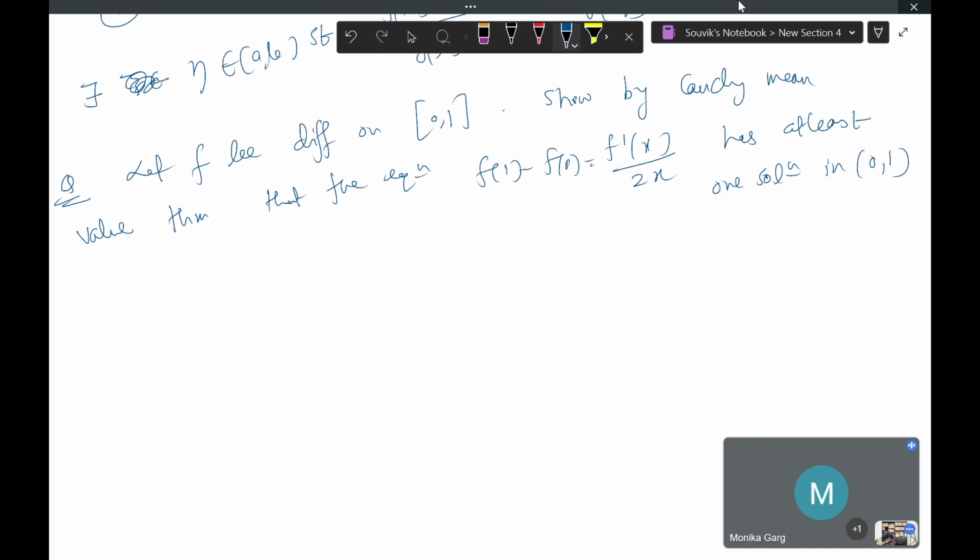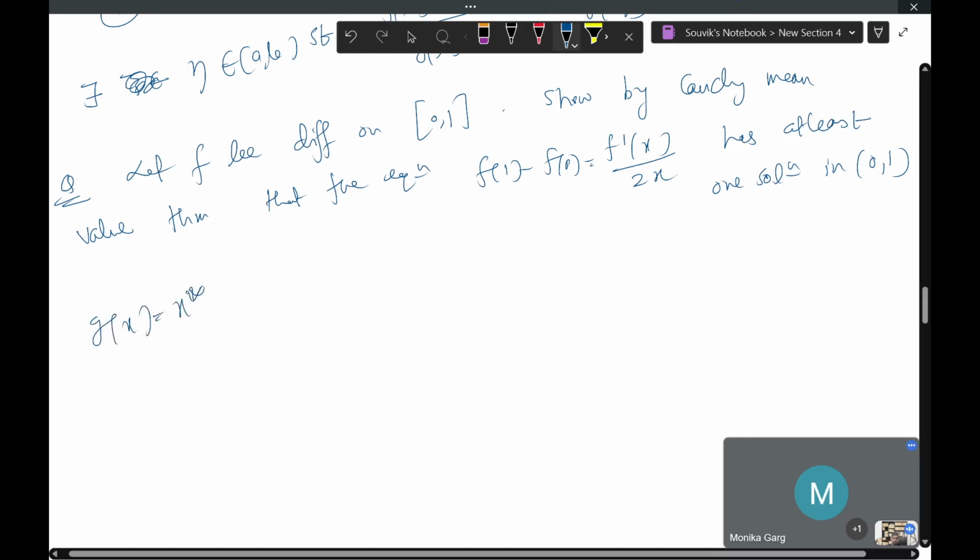We can take g(x) as x squared. Yeah, correct. And f is a function already given. Then we can apply Cauchy's mean value theorem. Yes, it's right, correct. Good.